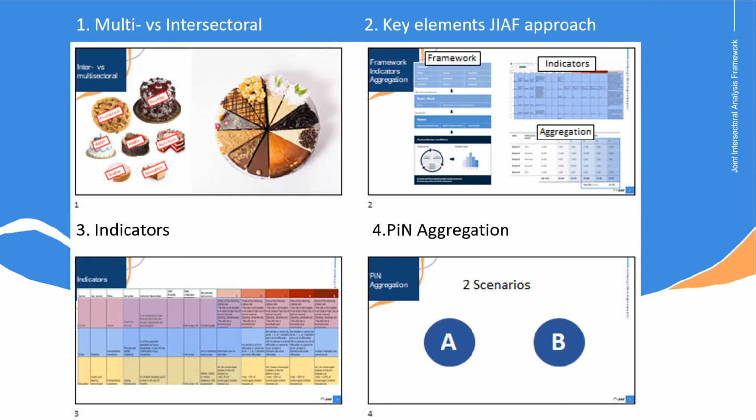During this module, we looked at the difference between intersectoral versus multisectoral analysis. We looked at, in more detail, the key elements of the JIAF approach. In particular, we looked at the 5 pillars of the framework and zoomed into pillar 4 and looked at how the 3 sub-pillars around living standards, coping mechanisms, and well-being interrelate. We looked furthermore in more detail at the severity model, in particular how indicators are described and standardized. We didn't go much into PiN aggregation.